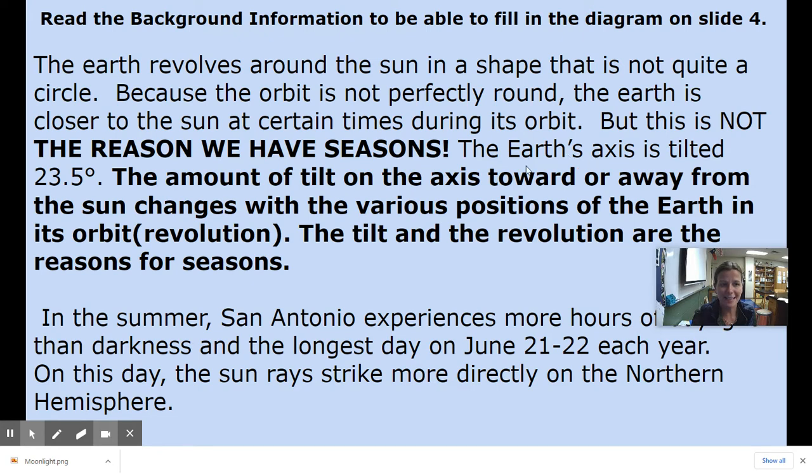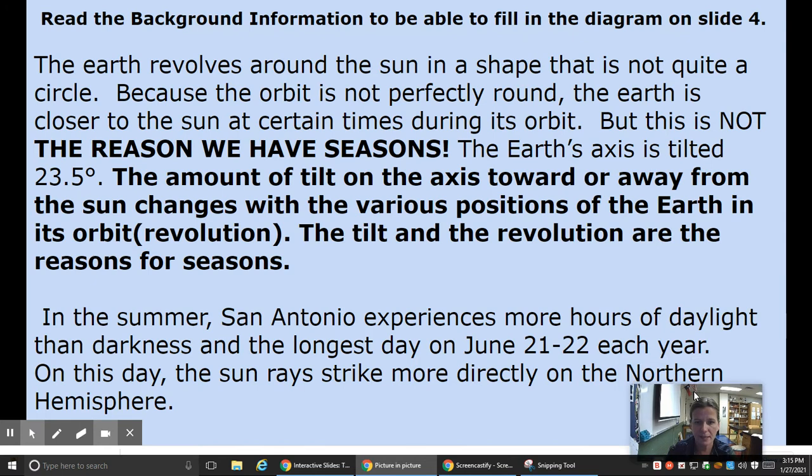The Earth's axis is tilted at 23.5 degrees. The amount of tilt on the axis towards or away from the sun changes with the various positions of Earth in its orbit or revolution. The tilt and the revolution are the reasons for seasons.